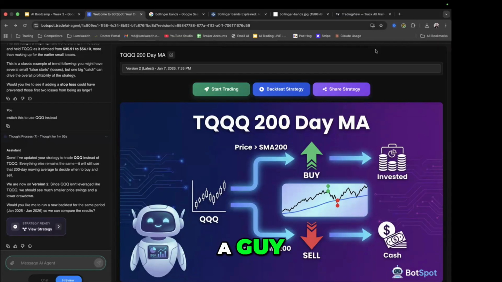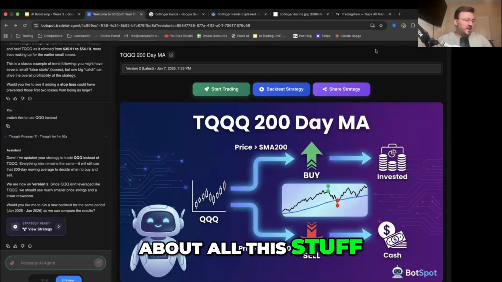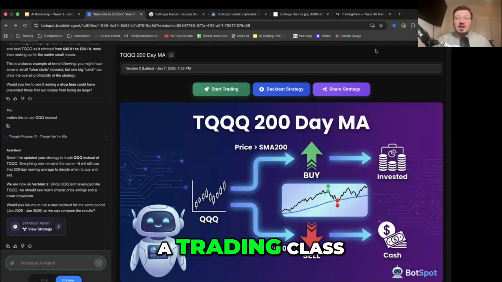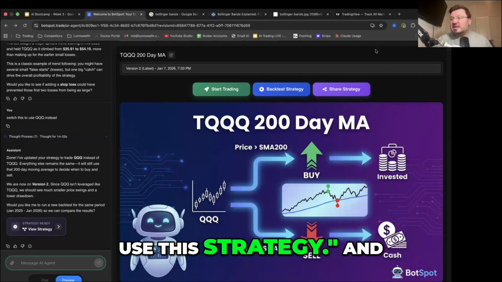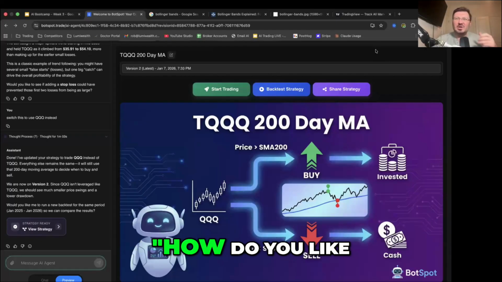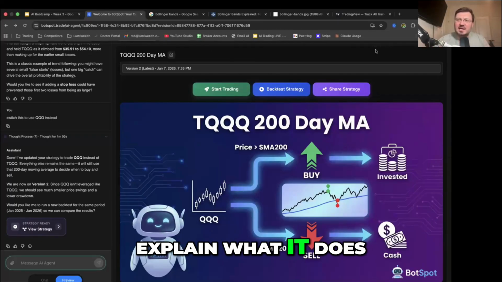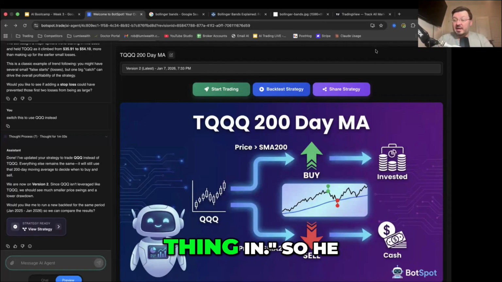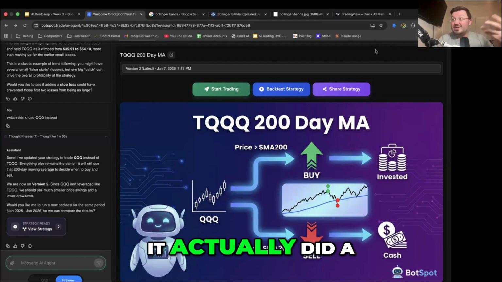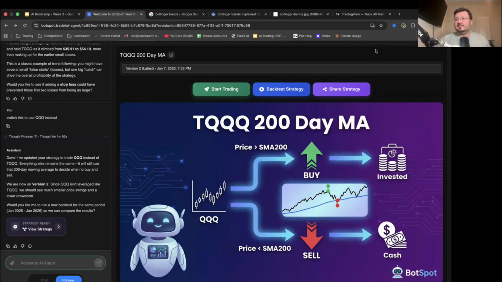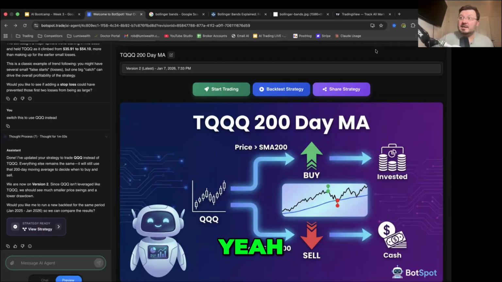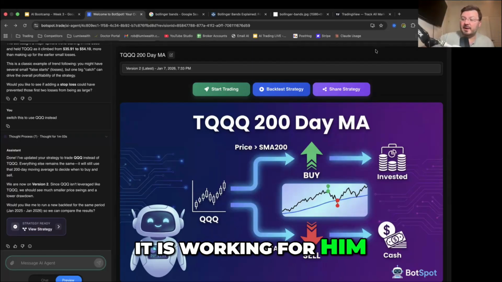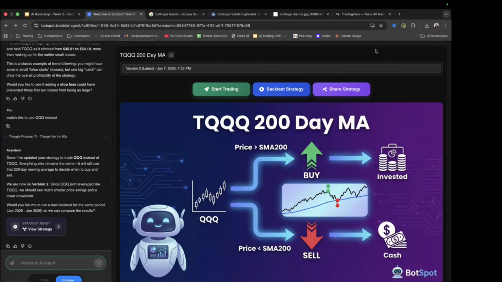This was a guy who took a trading class where they taught him how to trade futures in a specific way. He really wanted to use the strategy, but it's so complicated, and you have to explain what it does. So I said, just put the whole thing in. He put in the whole PDF document and it did a really good job generating it. It was pretty accurate, and he's been able to test it. It is working for him.